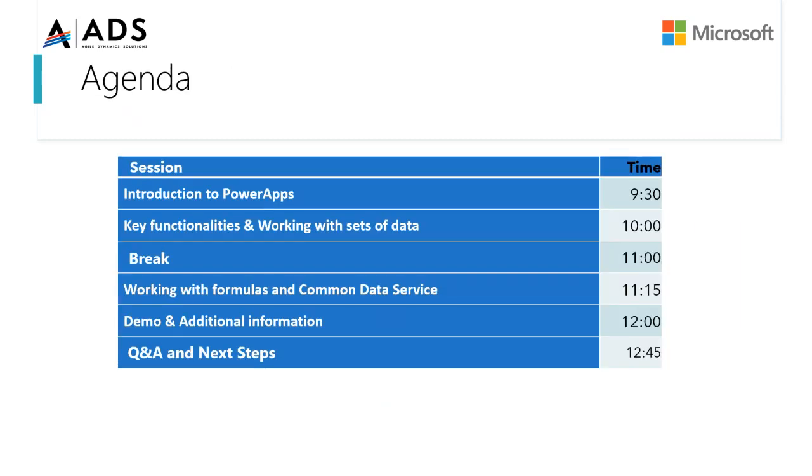All right, and the agenda for today's webinar is first the introduction to Power Apps, which will take around half an hour. Then we look at key functionalities and working with sets of data for around 1 hour. After that, we take a break for around 15 minutes, and then we move to working with formulas and common data services for 1 hour to 1 hour 50 minutes. After that, we do some demo and additional information. And then we move to Q&A and the next steps, how you can learn more about Apps in the Day for your organization.